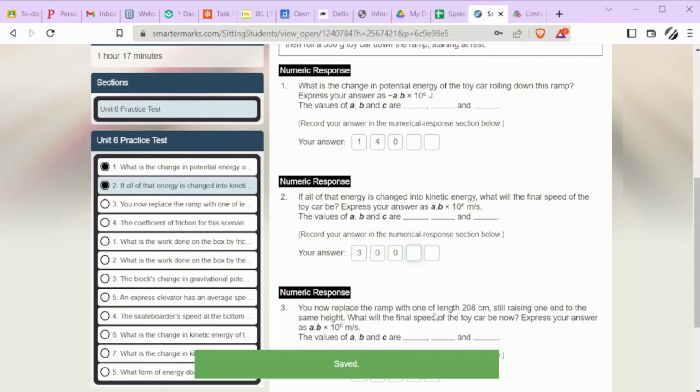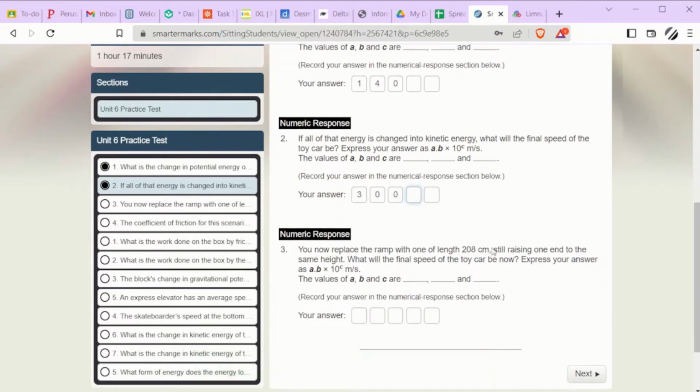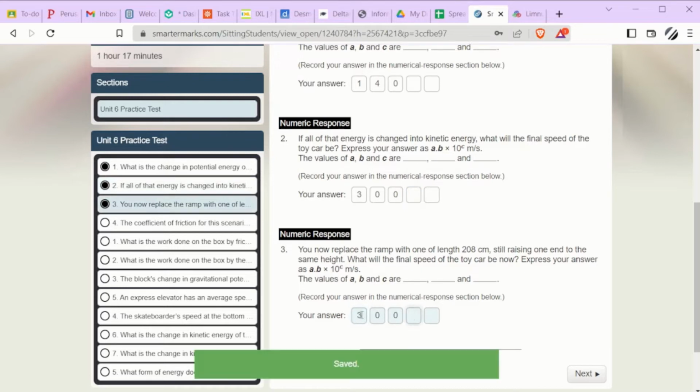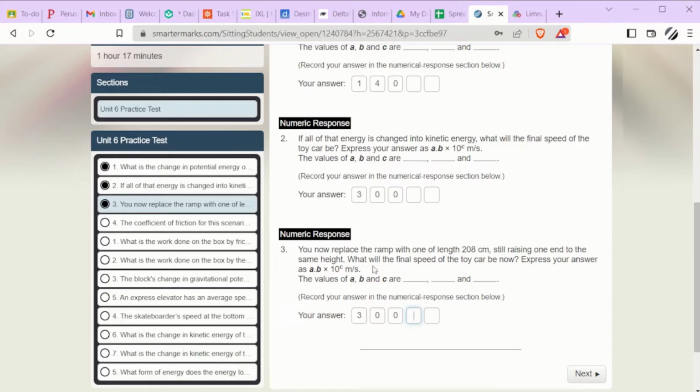You now replace the ramp with one of length 208 centimeters, still raising one end to the same height. In the absence of friction, it makes no difference. Frictional losses will increase on a longer ramp because there's more distance for that friction to act. But when we're ignoring friction like this, all that matters is the height. So we're good. We've got that same 3.0 times 10 to the 0.